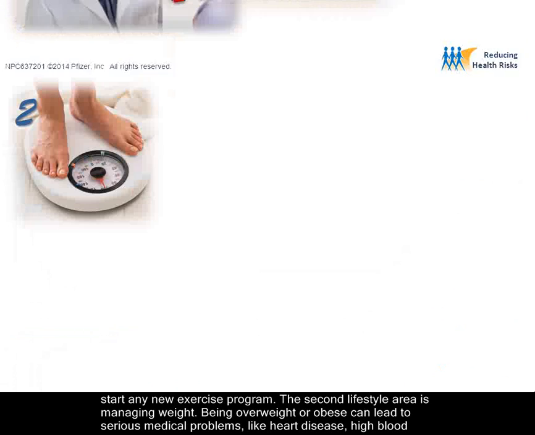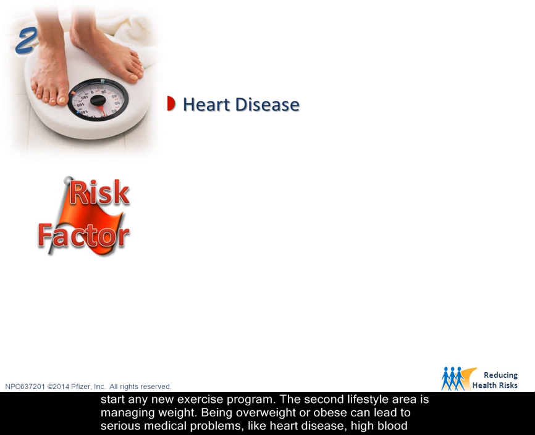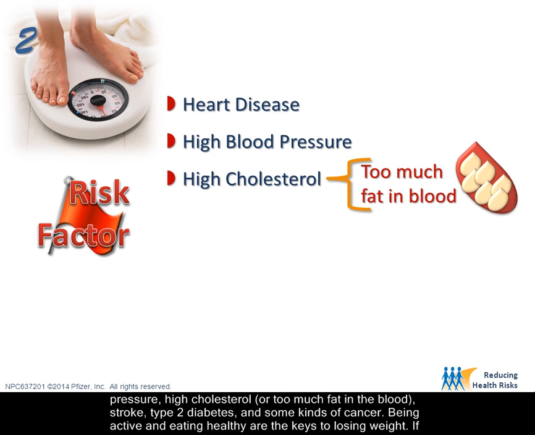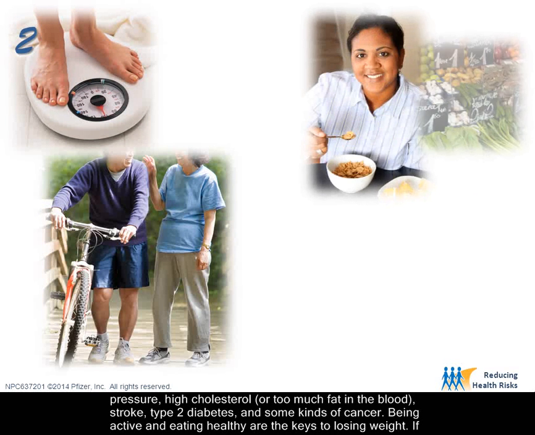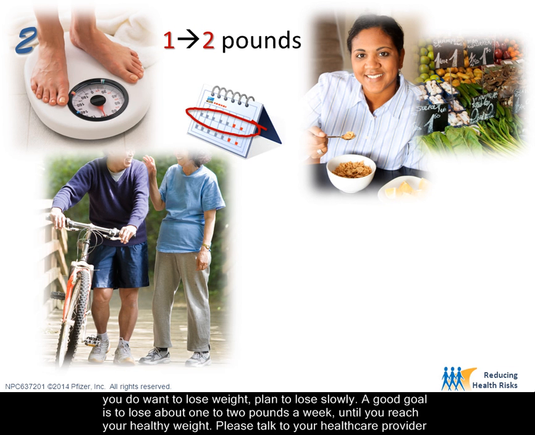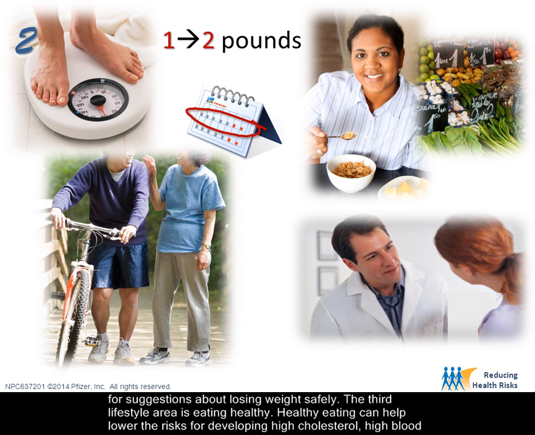The second lifestyle area is managing weight. Being overweight or obese can lead to serious medical problems like heart disease, high blood pressure, high cholesterol, or too much fat in the blood, stroke, type 2 diabetes, and some kinds of cancer. Being active and eating healthy are the keys to losing weight. If you do want to lose weight, plan to lose slowly. A good goal is to lose about 1 to 2 pounds a week until you reach your healthy weight. Please talk to your healthcare provider for suggestions about losing weight safely.